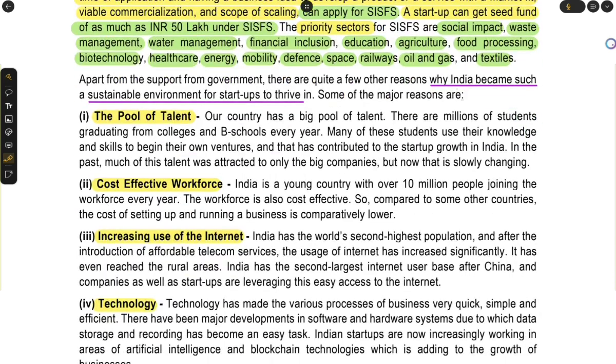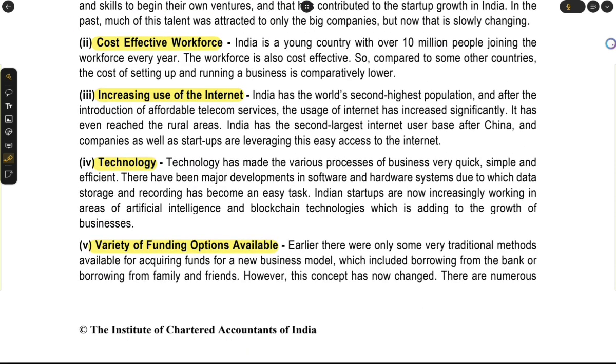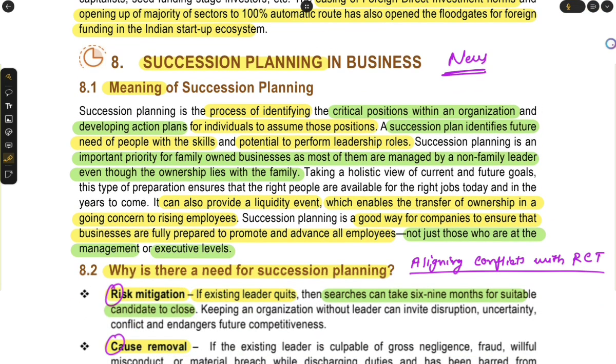Okay, then why did India become such a sustainable environment for startups? There are reasons: pool of talent, obviously, with colleges and B schools every year, millions of students studying. Then cost effective workforce, then increasing use of internet and technology, then variety of funding options available. Then there is also the easing of FDI norms and opening up of a majority of sectors to 100% automatic route, which has also opened the floodgates for foreign funding in the Indian startup ecosystem. So this is like a new topic.